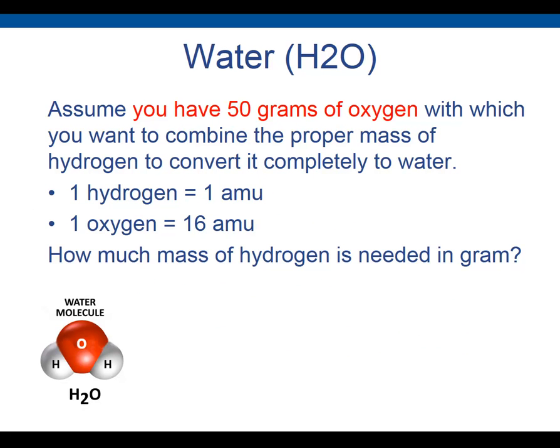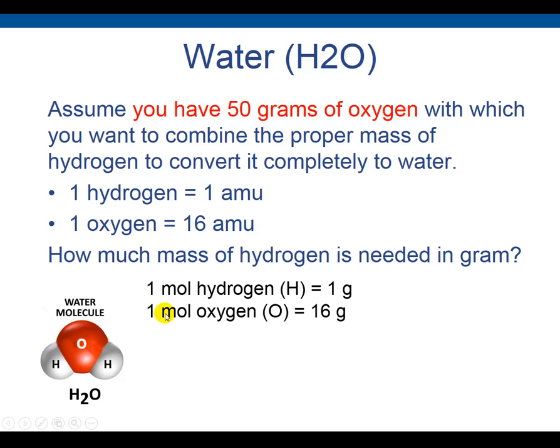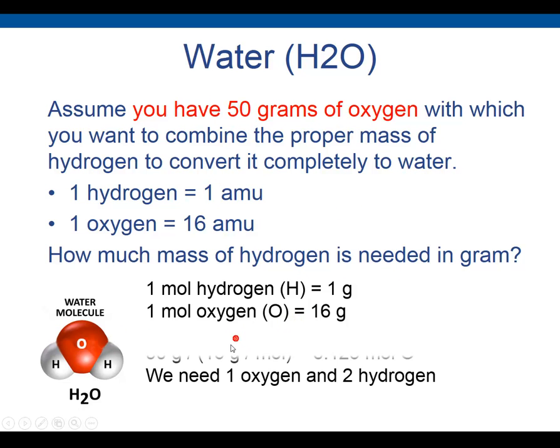Okay, let's look at some examples. Let's assume we have 50 grams of oxygen. As I said before, 1 mole of oxygen is 16 gram and 1 mole of hydrogen is 1 gram. The question is, how much mass of hydrogen is needed in gram? If we have 50 grams of oxygen, that means we have 3.125 mole of oxygen. Can you follow this? 1 mole of oxygen is 16 gram, so we can just simply divide 50 gram by 16 gram. That is how many moles of oxygen we have.